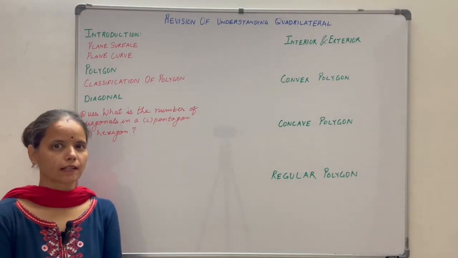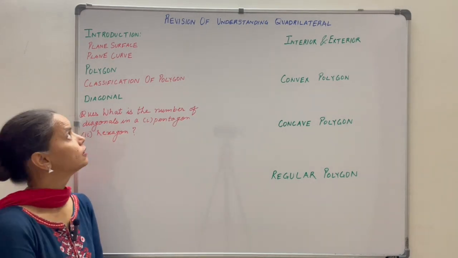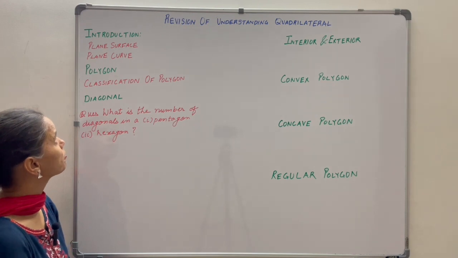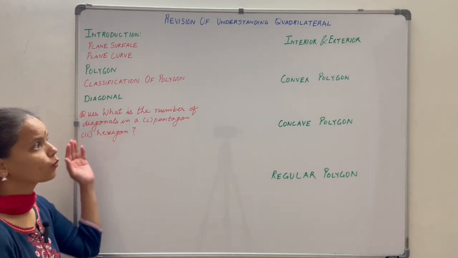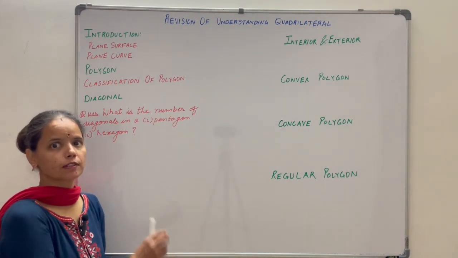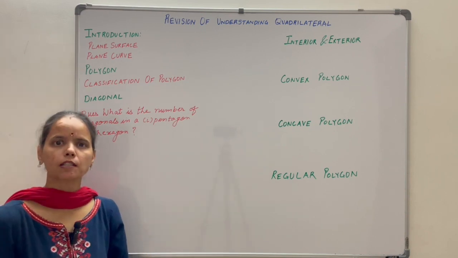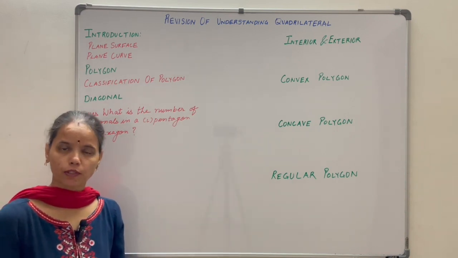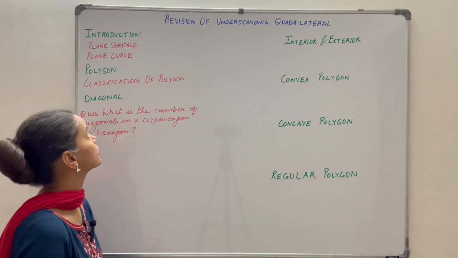Revision on understanding quadrilaterals. Let us do a quick introduction. Plane surface. This whiteboard is a plane surface. The flat surface is called a plane surface. Your floor is also a plane surface.